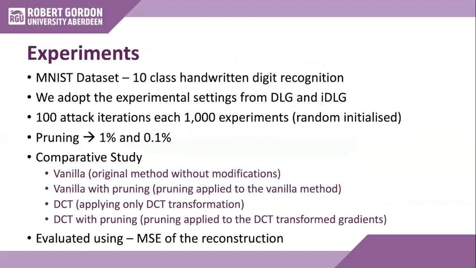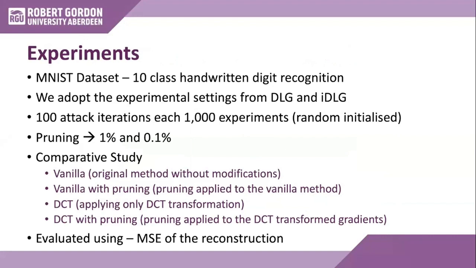Going on to our experiment, we have used the MNIST dataset, a 10-class handwritten digit recognition dataset. We adapt the experimental settings from DLG and iDLG to make it comparable. We perform 100 attack iterations on 1000 randomly initialized experiments. We have done these experiments in 2 variants: 1% pruning and 0.1% pruning. And for each experiment, we do a comparative study.